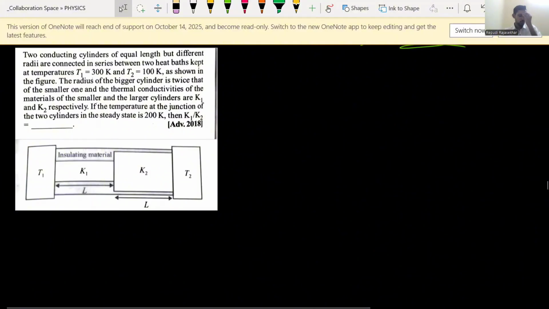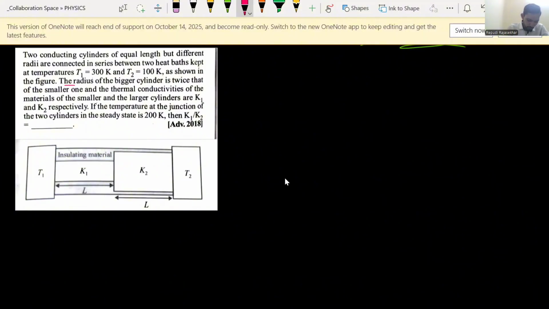Next question, this is 2018 Advanced. Two conducting cylinders of equal length are given. In the diagram also it is visible, length is same. Temperatures are 300 Kelvin and 100 Kelvin, as shown in the figure. The radius of the bigger cylinder is twice that of the smaller one.